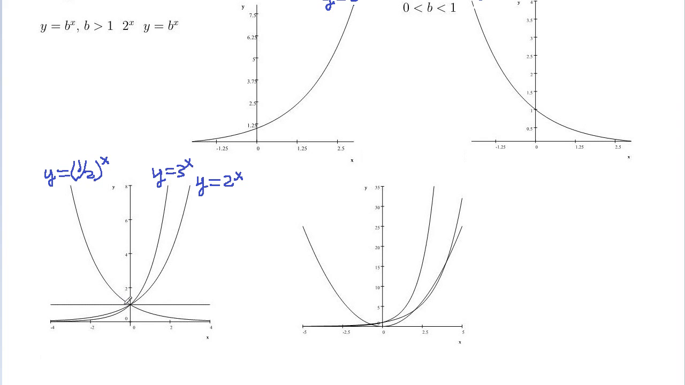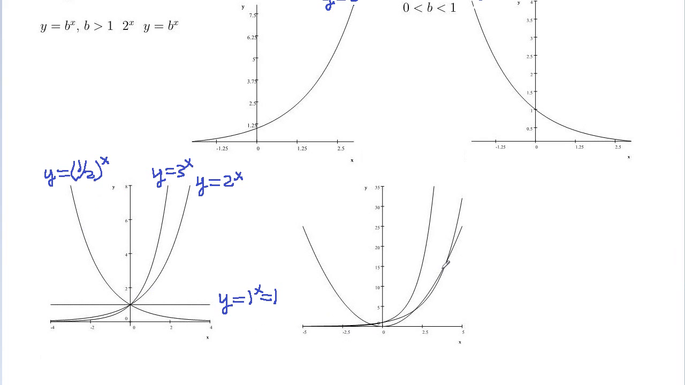So notice for positive x values, it goes up faster than 2 to the x, and that makes sense because you're taking powers on a bigger number. For values less than 0, it goes down lower than 2 to the x because you've got a bigger negative power, so bigger in the denominator. And this down here is y equals 1 to the x, which is just 1. That's a horizontal line. So base bigger than 1 increases, base less than 1 decreases.